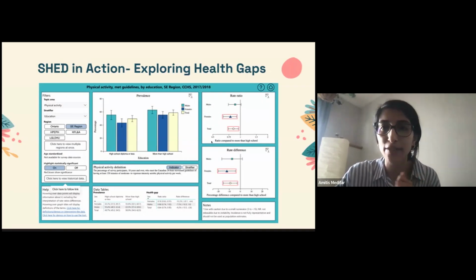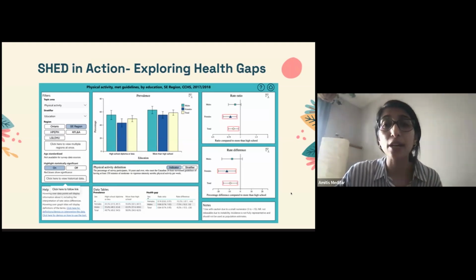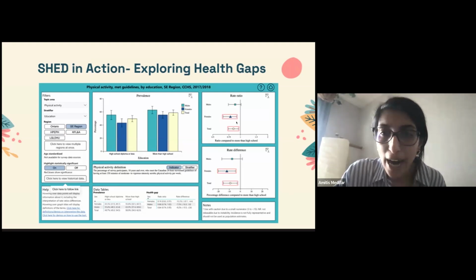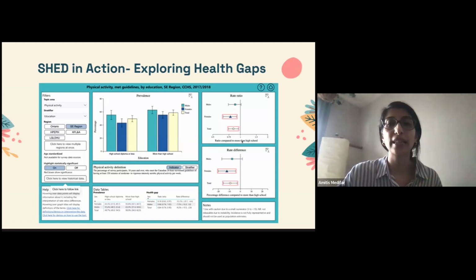And on the right, SHED gives you two key tools for analysis, rate ratio and the rate differences. One of them, SHED's standout feature, is that ability to highlight statistically significant differences using these red boxes you see here. So that helps users quickly spot where health gaps are and also where they are meaningful.